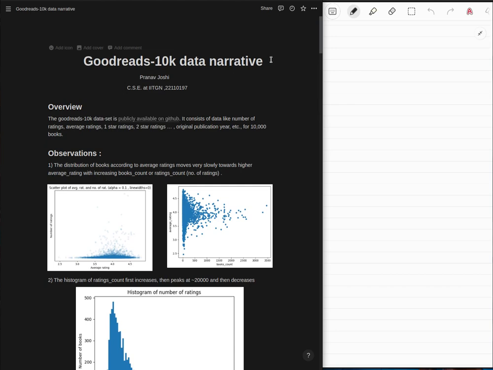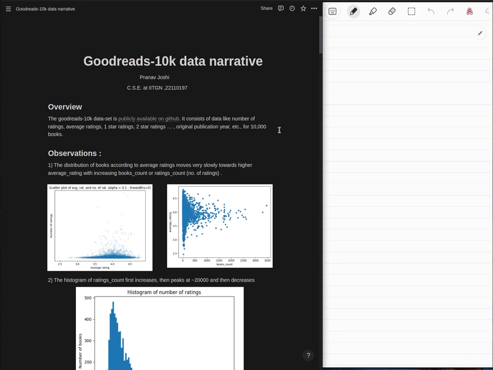So what is this about? First of all, the Goodreads 10K dataset. This is available publicly on GitHub, and it consists of data like number of ratings, average ratings, 1-star rating, 2-star rating, and so on. There's one books.csv file which has 23 columns, and there are 10,000 books. So those are the rows, and those 23 columns contain these properties of those books.